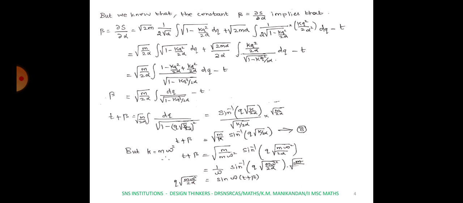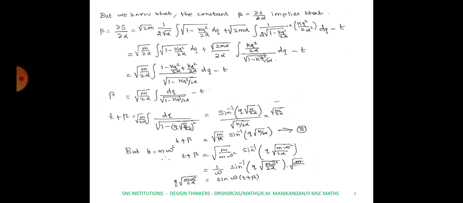You bring t to the left hand side, so t plus beta is equal to root of m by 2 alpha into integral dq divided by root of 1 minus k into, that can be written as, root of q into root of k by 2 alpha the whole square. We know the integration formula, so sin inverse of x by a. So now here x is nothing but q into root of k by 2 alpha.